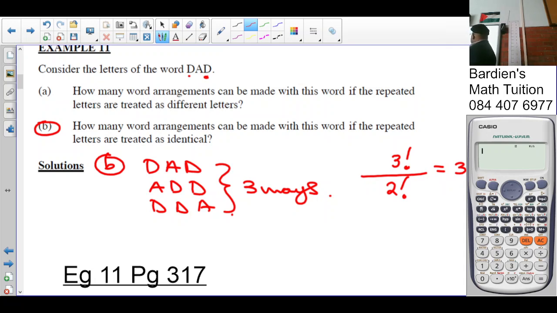Or, we can say the number of letters divided by the number of repeated letters. Can you see that? So, what are the letters that are repeated? The D. Not so? So, that would be 2 D's. So, that is why it's divided by 2 factorial. Okay.